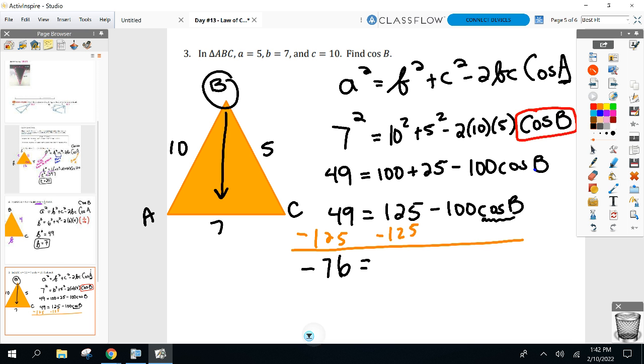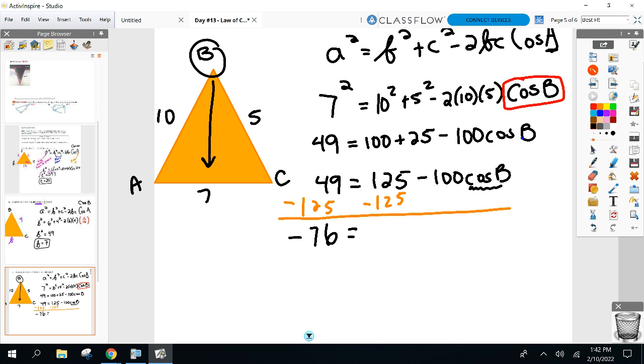Equals, what do you have on the right side? I want to just make sure you didn't drop something here. What's still left on the right side? Negative 100 cosine B. Next step. Hi, Laura. Divide by negative 100. Yep, got to get cosine B by itself. Divide by negative 100.